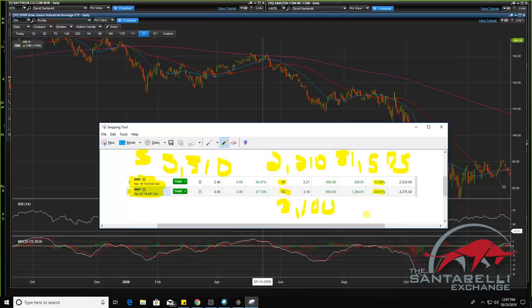So if it's worth, let's see here. So our total invested was $5,310. Right now it's worth, let's see, $2,530 plus 3.75. So right now, these trades are worth $6,905. I paid $5,310. So that means altogether, I have a 30.04% return. Okay, so now what do I do?